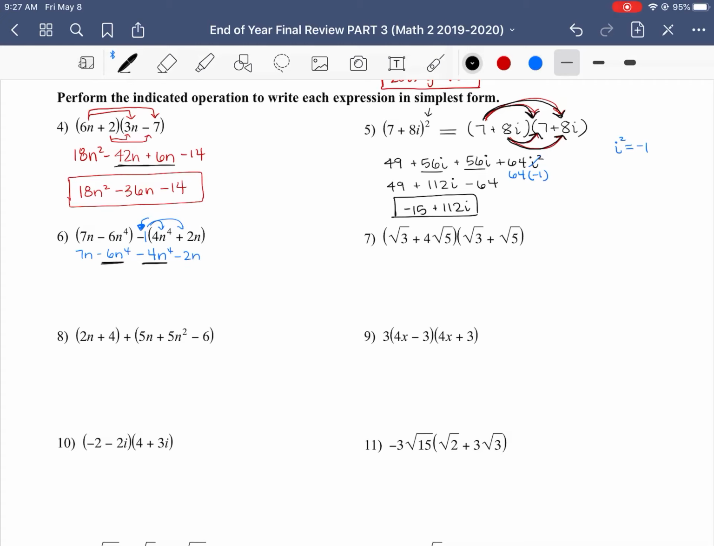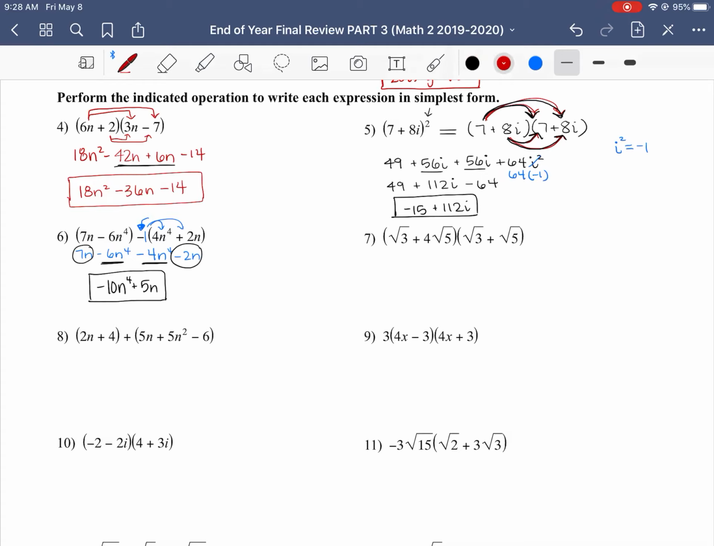So you've got a negative 6n to the 4th and a negative 4n to the 4th. So negative 6 minus 4, that would give me negative 10n to the 4th. And then you've got 7n here and negative 2n here. So 7 minus 2n is a positive 5n.